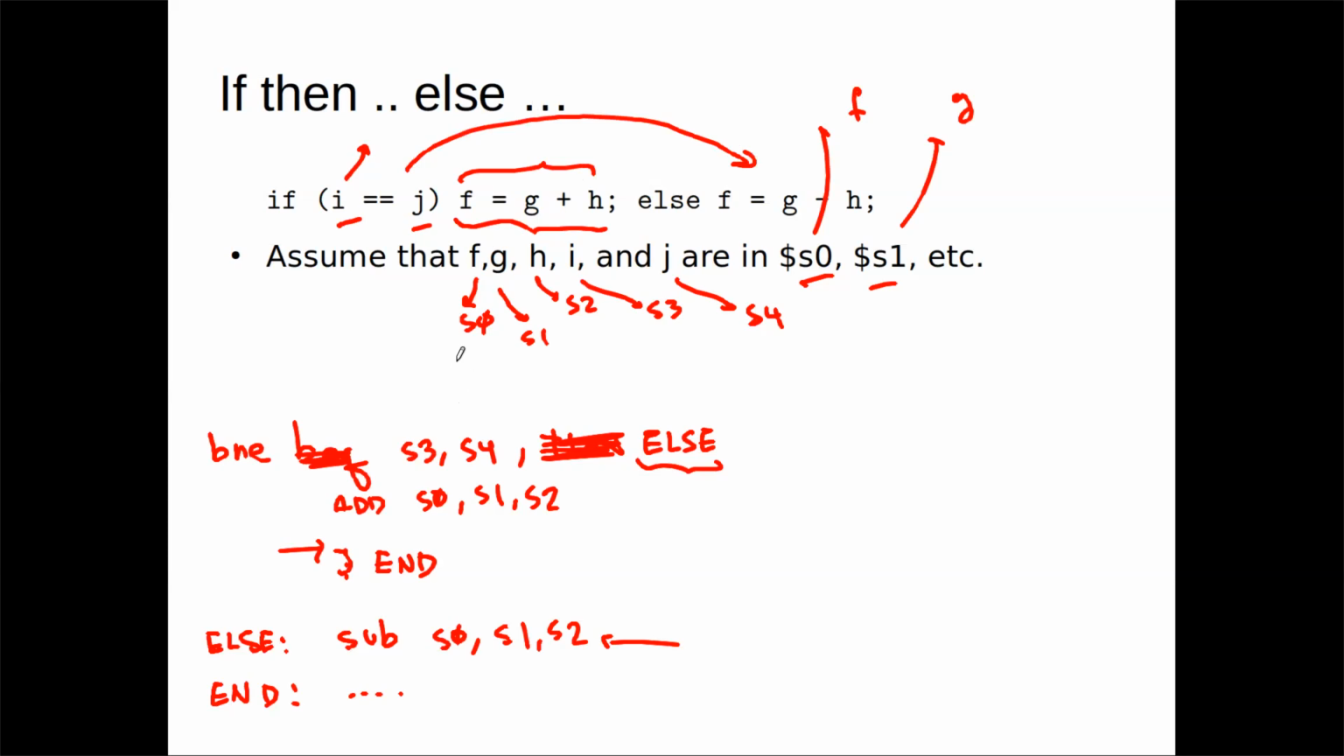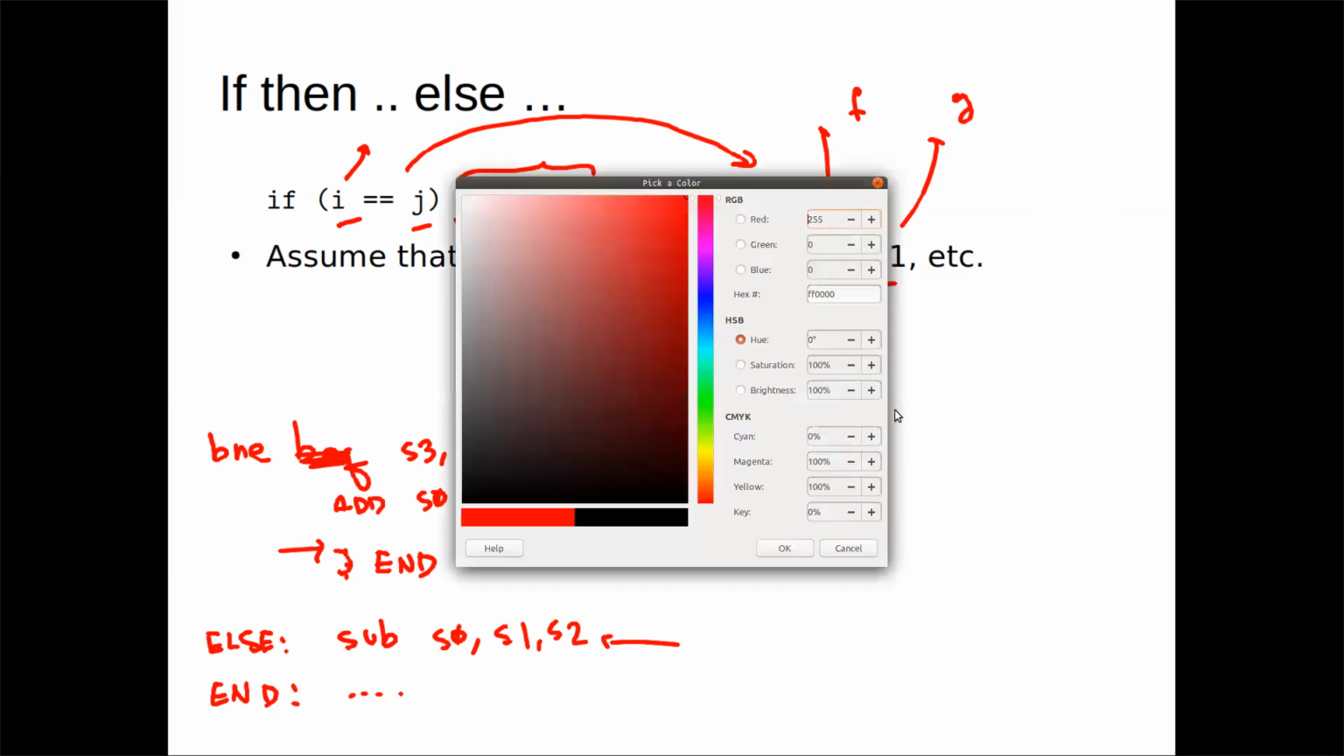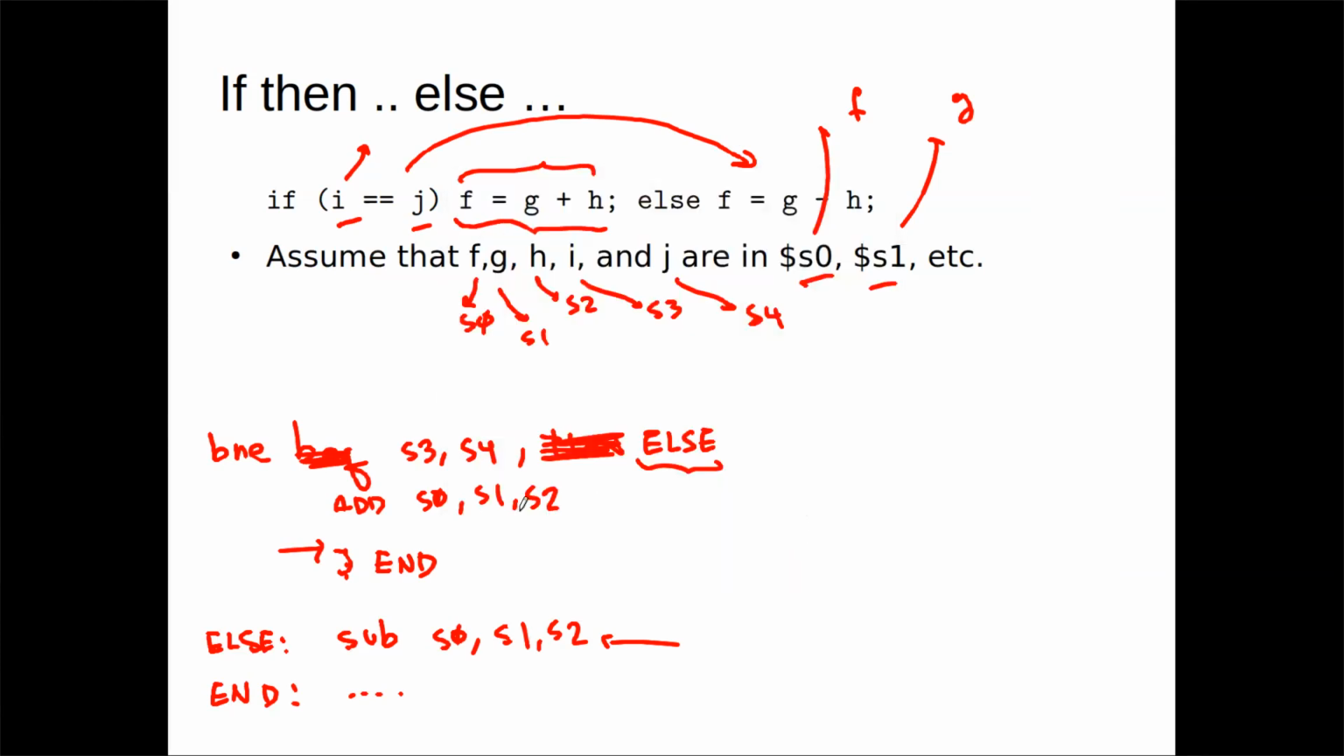Yeah, so if they are not equal, let me just pick a different color. If they are not equal, we jump to else and execute this subtraction, right? And that's what we want. And then reach the next instruction here.